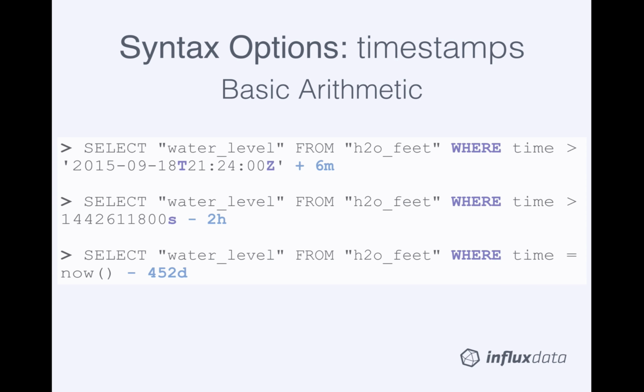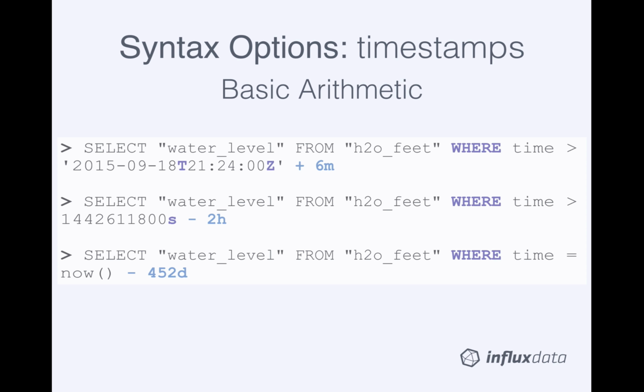Another thing you can do with timestamps is perform basic arithmetic. Add and subtract time from timestamps by providing the duration and the relevant duration unit. In the 3 examples on the slide, we add 6 minutes to an RFC timestamp, subtract 2 hours from a second precision epoch timestamp, and subtract 452 days from now, or the current time.